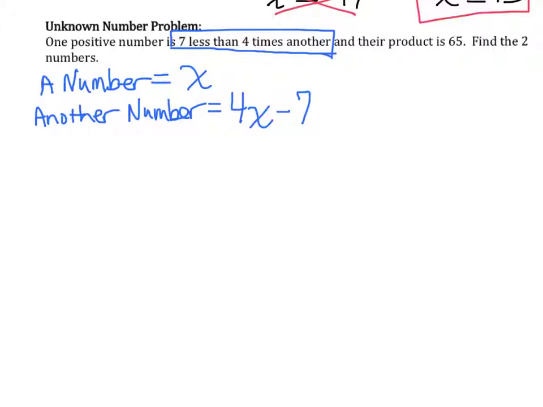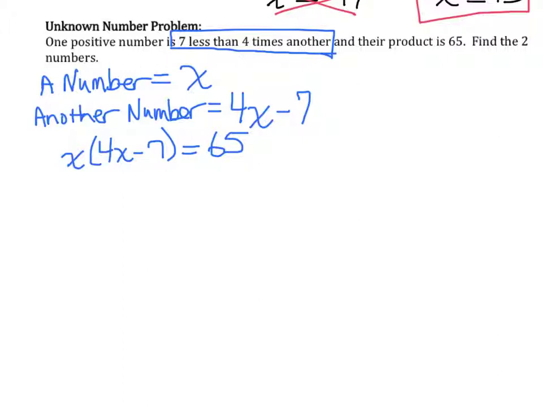Now I can come up with my equation by using my knowledge of what product means. Product means to multiply those two things together. And then I have a product of 65, right? And so to set up this equation, I'm going to have an x times 4x minus 7 equals 65. And this is the equation that I want to solve, right?